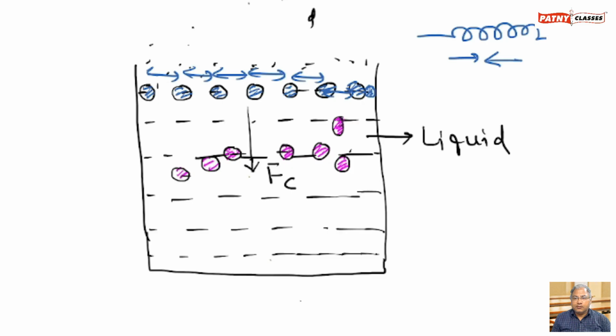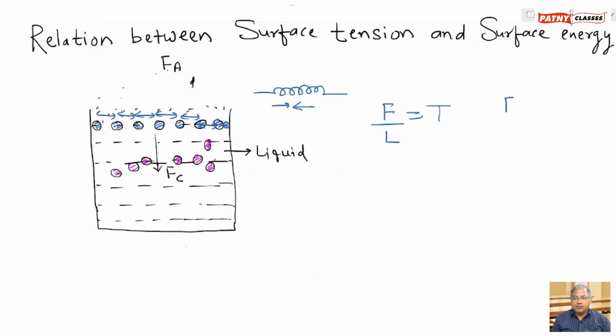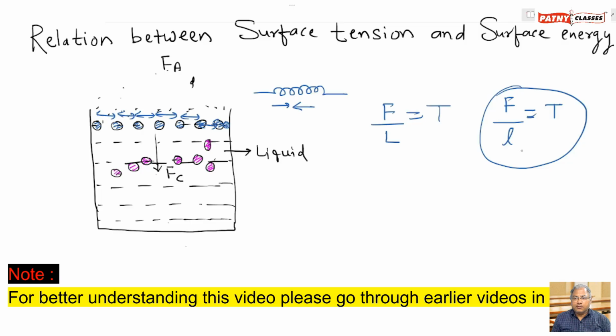So the force per unit length is nothing but what is called surface tension, or we can use the small letter T: F upon L equals T. So it is called surface tension, force per unit length. I already discussed F upon L equals T in my earlier video, so in this video I am not discussing it much. So force per unit length equals surface tension.